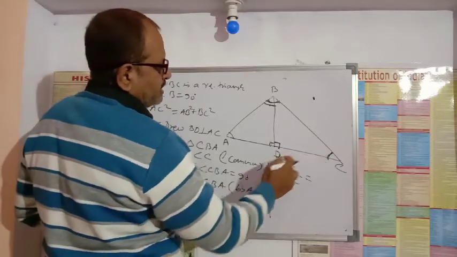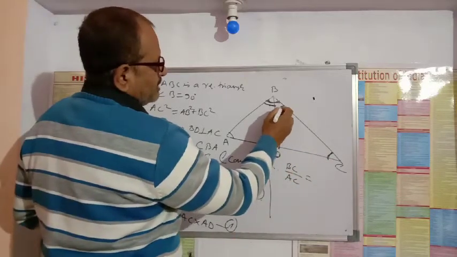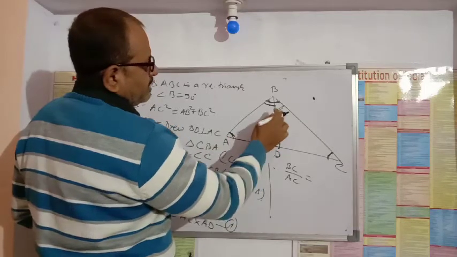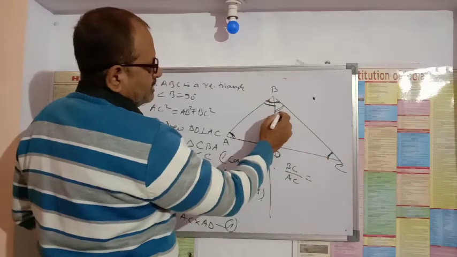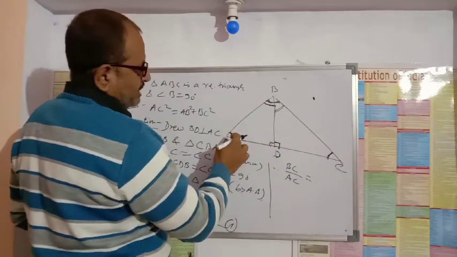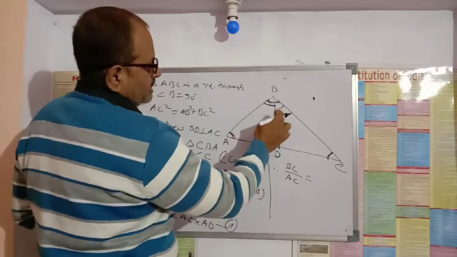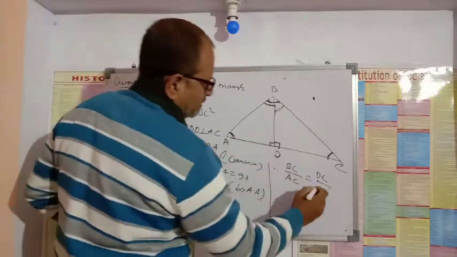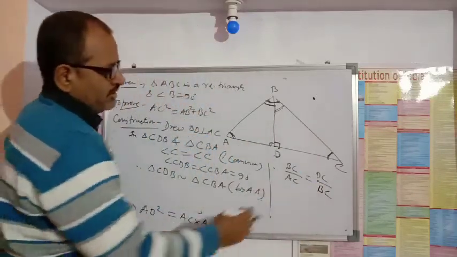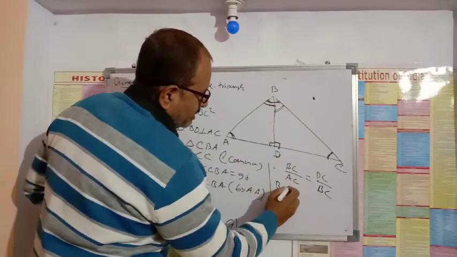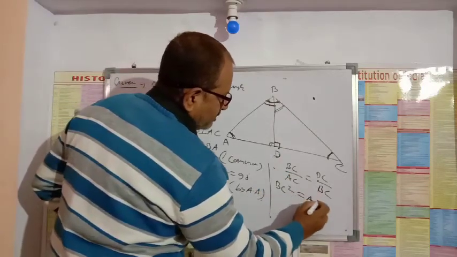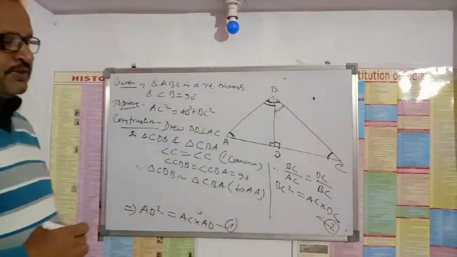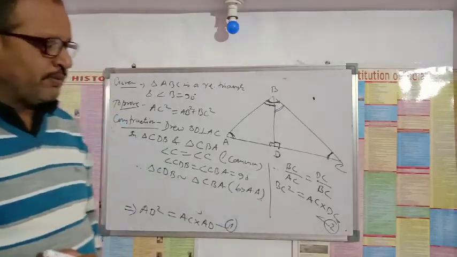This is the common angle. So what will be the third angle? Third angle of the small triangle is this one, and in the big triangle it is A. These two will be equal. So the side opposite this angle is DC, and the side opposite angle A is BC. So DC upon BC. Again cross multiply. So BC square is equal to AC into DC. Make it number 2.